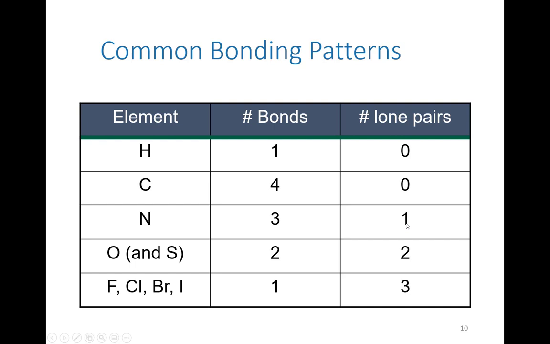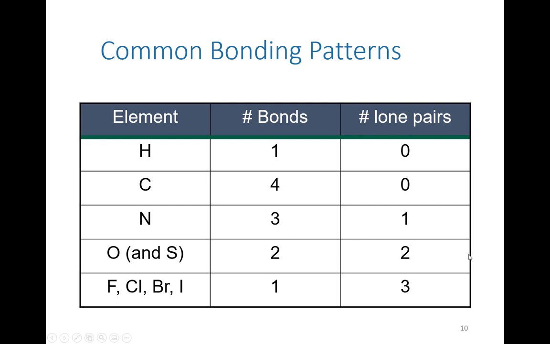1 lone pair. Moving to the right again on the periodic table, to the right of nitrogen is oxygen. So oxygen has 2 bonds, 2 lone pairs. And then the halogens, so fluorine and all the elements below it, 1 bond and 3 lone pairs. You'll notice that these numbers in the rows all add up to 4. So 3 plus 1 is 4, 2 plus 2 is 4.